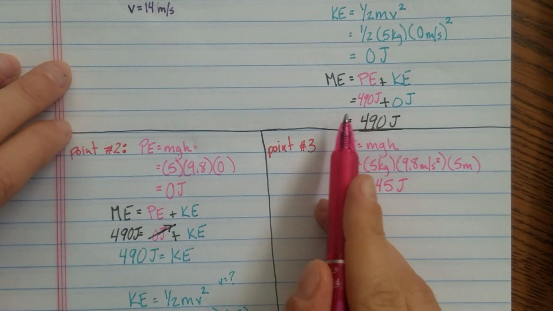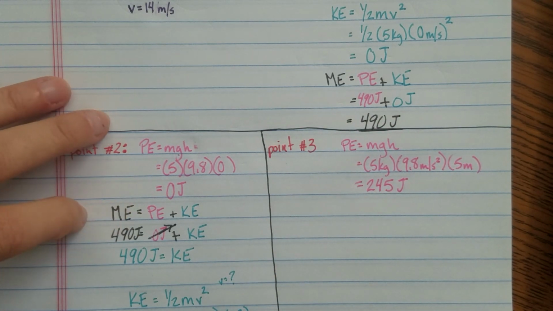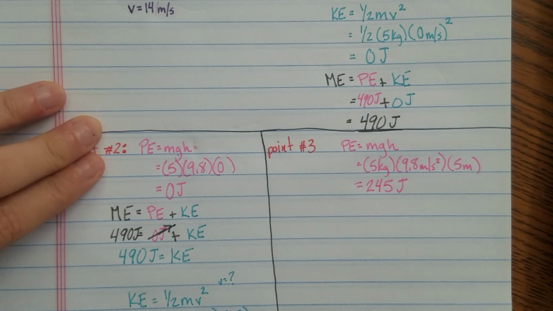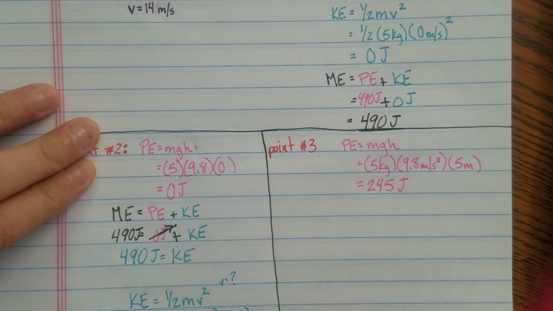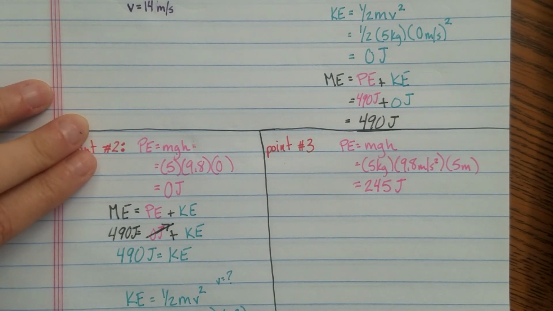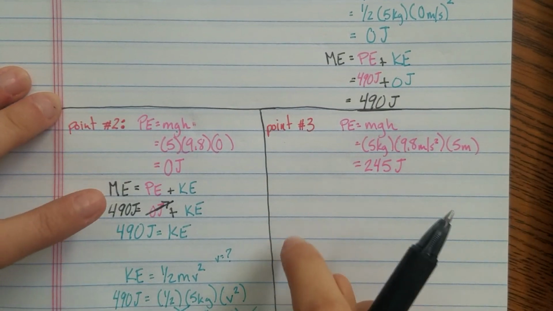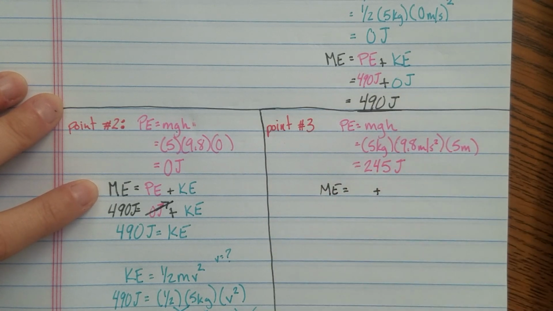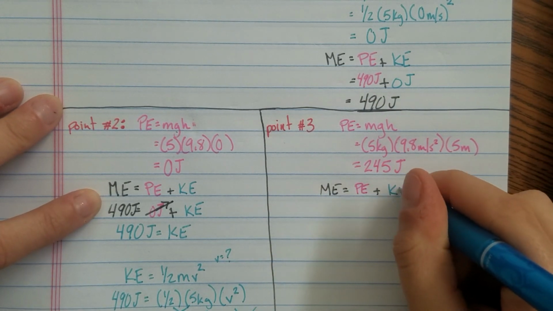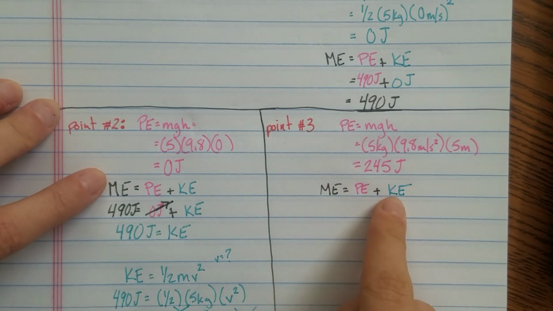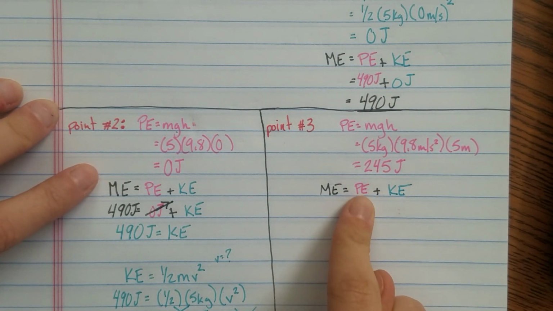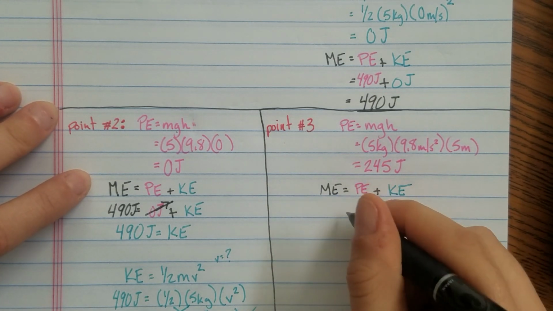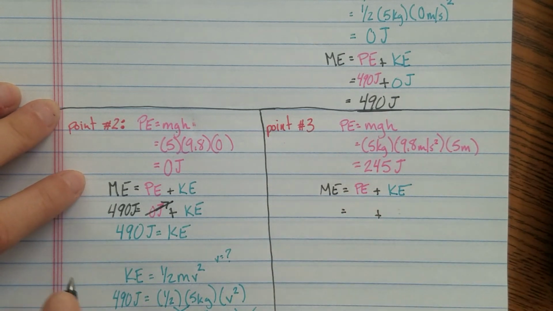So we're less than our initial total energy. Where is that other portion of our total energy since we're less than 490? Well, it's going to be in our kinetic energy. So again, just like we did over here, we're going to use our mechanical energy equation to figure out how much of our mechanical energy is now in the form of kinetic, because we already know 245 joules of it is potential.